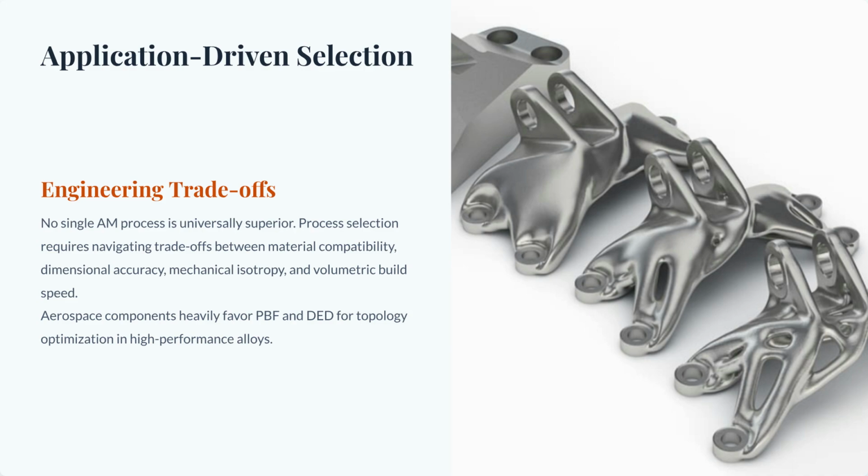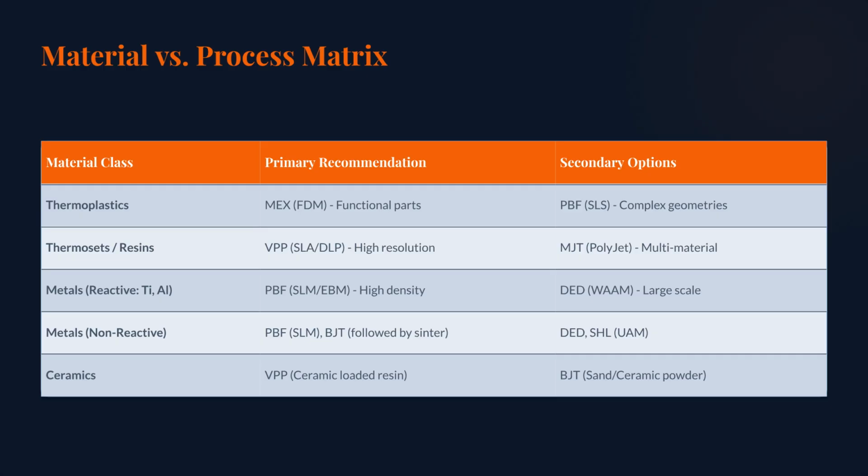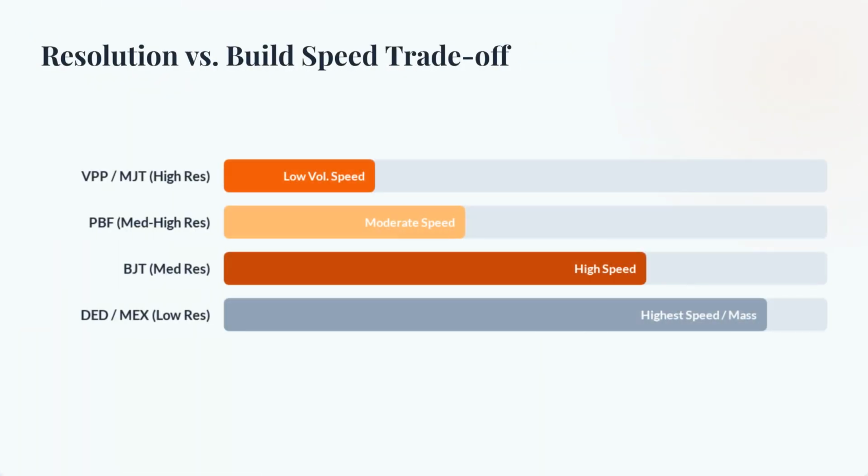Aerospace, for example, heavily favors PBF and DED. This matrix helps visualize the relationship between potential materials and the processes capable of handling them effectively, guiding initial technical feasibility studies. Finally, remember the fundamental trade-off. As structural resolution requirements increase, such as requiring thinner layers or finer voxels, the volumetric deposition rate typically decreases.